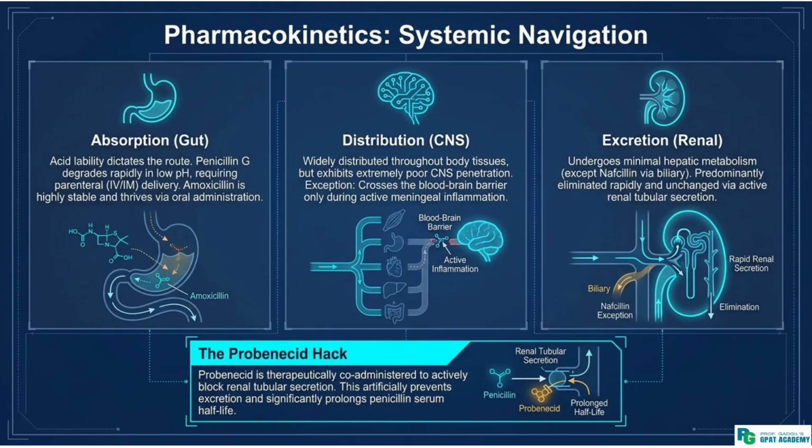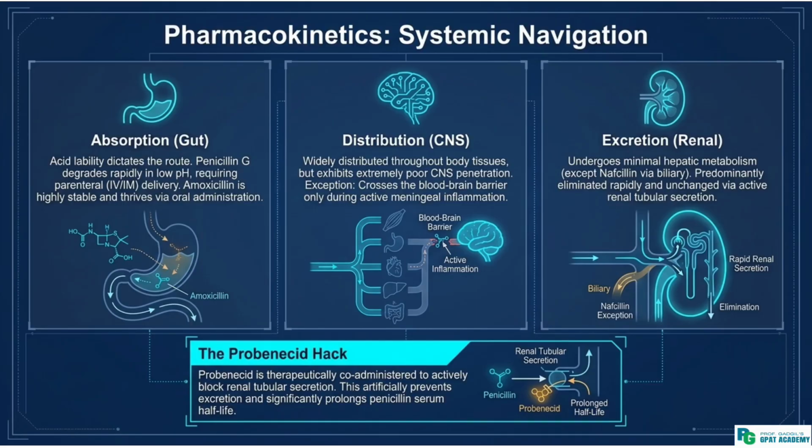Next we will discuss the pharmacokinetic profile. Absorption. Penicillin G is acid labile, hence it is given parenterally, while penicillin V is acid stable and hence given orally. Amoxicillin is well absorbed and food does not affect the absorption. Distribution. They are widely distributed.